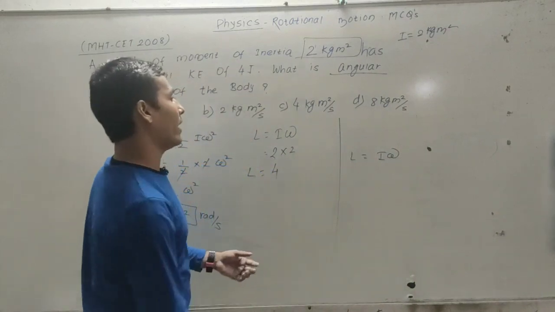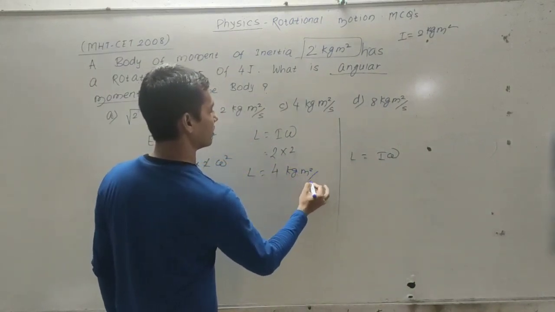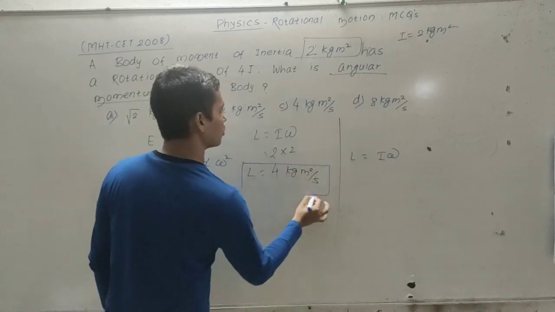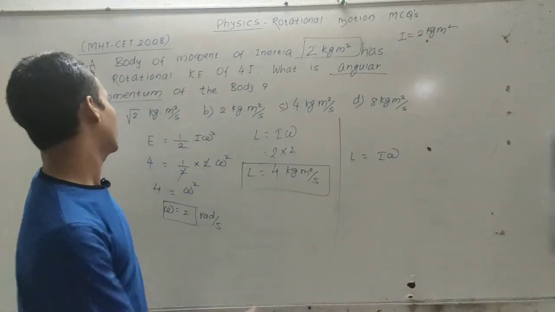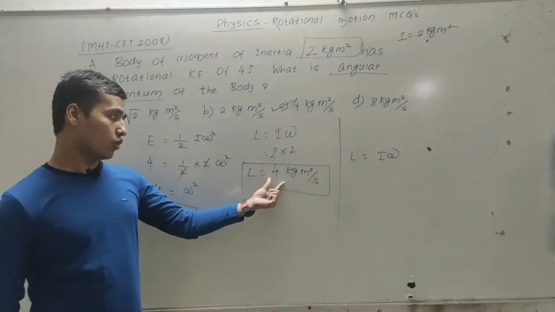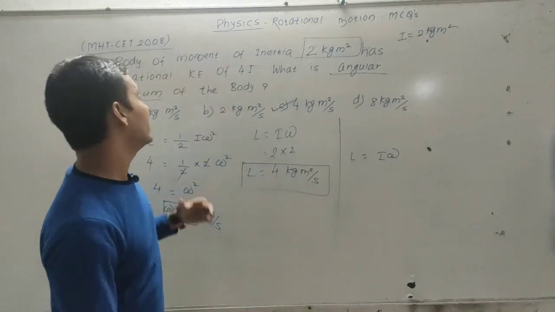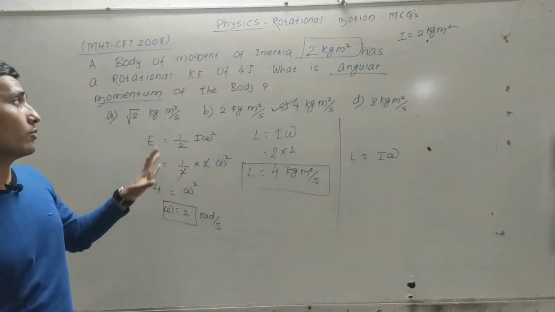So the unit of angular momentum is kg meter square per second. So this is our answer, option number C. L is equal to 4 kg meter square per second is the angular momentum of the body.